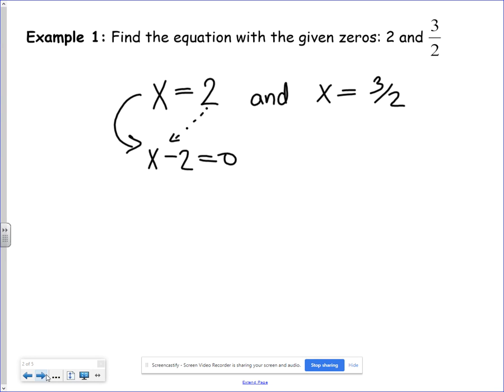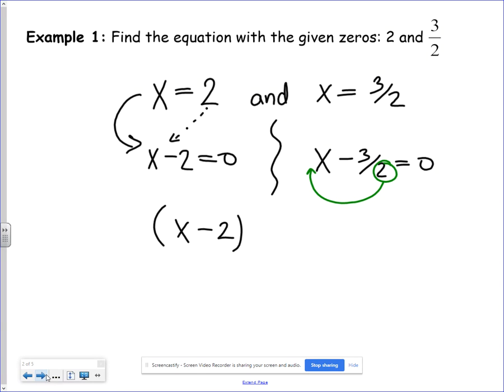So we're just working backwards. Now we're going to think about 3/2. Well, we can do the same thing. We can make this x minus 3/2 is equal to 0, because 3/2 minus 3/2 is 0. And these are going to be our factors. So one of the factors is x minus 2. But if you remember the slip and slide method, we don't want fractions in our factors. So if we have fractions, just take the denominator and move it in front of your expression. So the other factor would be 2x minus 3.